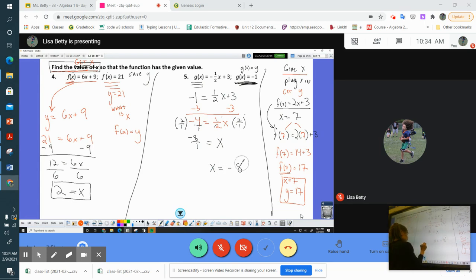So what that is saying is that when g of x, because that's the letter they chose, g of x equals -1, x equals -8. That's the answer to the question.